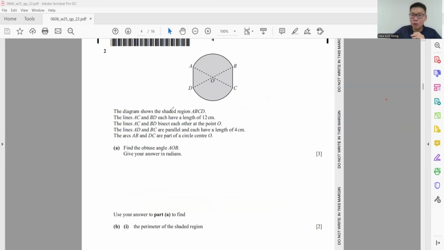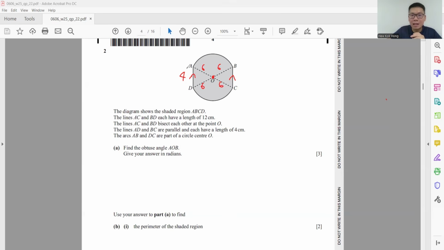Question 2. The diagram shows the shaded region ABCD. Lines AC and BD each have a length of 12. The lines AC and BD bisect each other at point O, and the lines AD and BC are parallel to each other and have a length of 4. Arcs AB and DC are part of the circle with center O. Then we can confirm this is 6, 6, 6, 6.